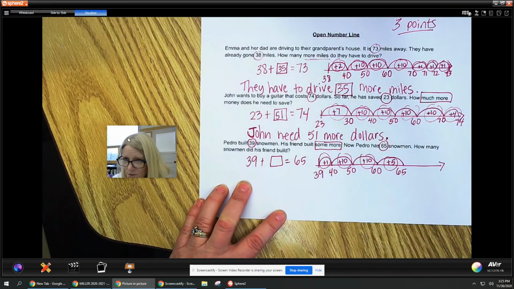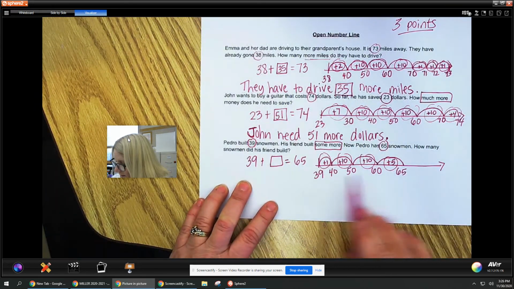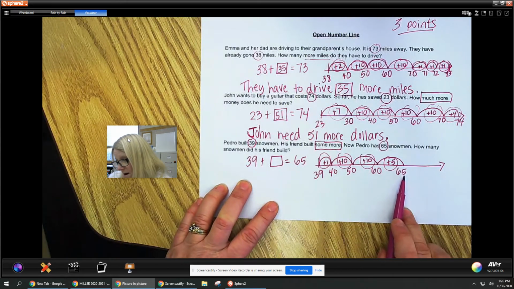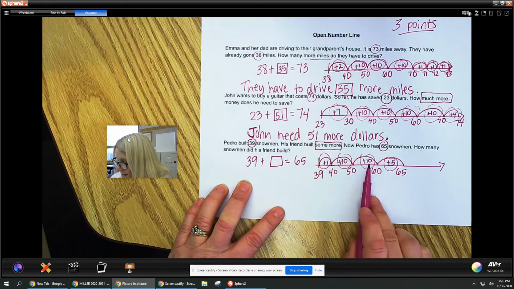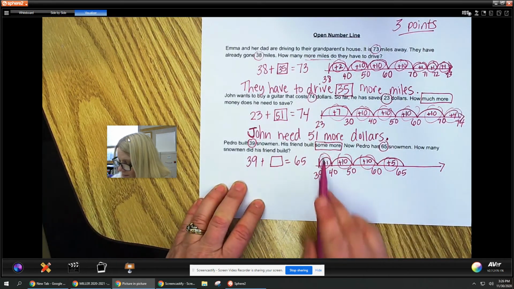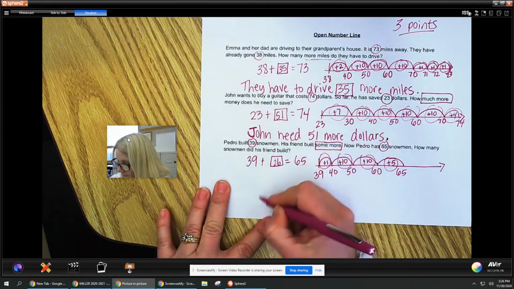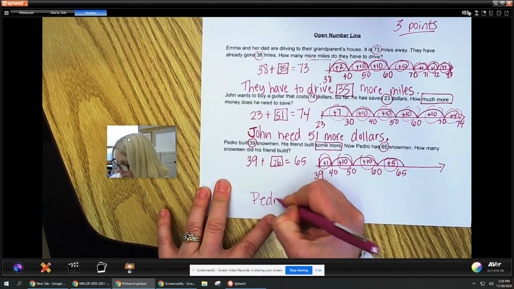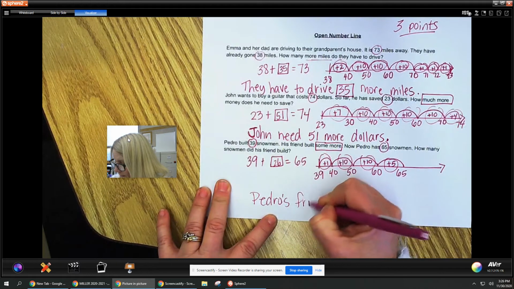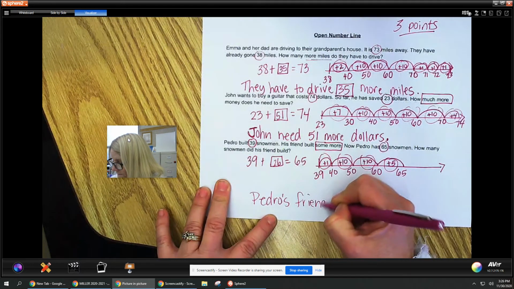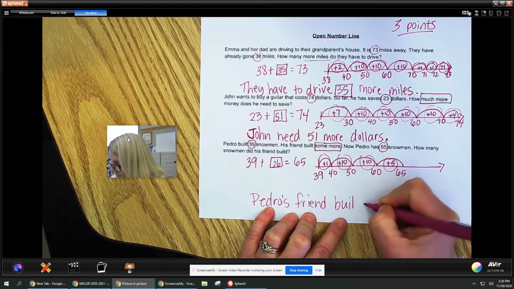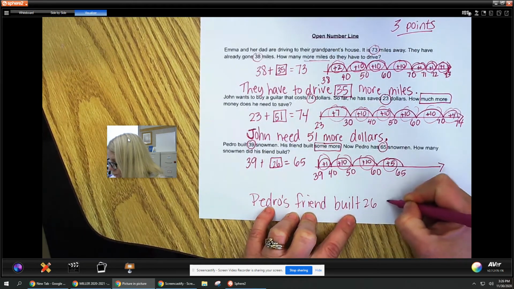Again, here is your answer. I always like to circle it so I know that's the answer I'm looking for. A lot of times we just think 65 is the answer, but that's not. That's how many he has total. 10, 20, 25, 26. Pedro's friend built 26 snowmen.